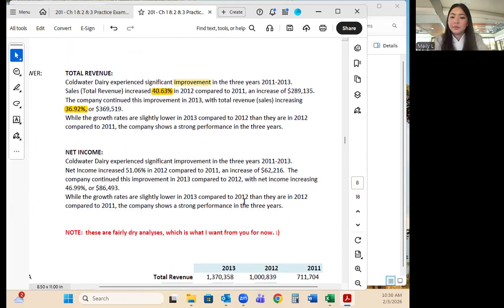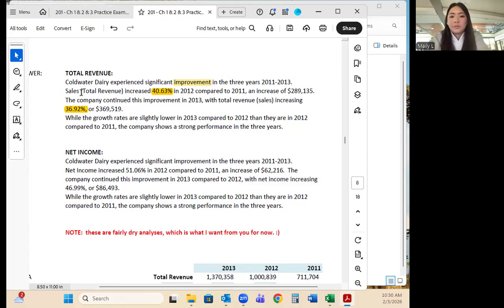Okay, so let's look. Coldwater Dairy experienced significant growth of 40%. I put that name in, but it's actually Lululemon. So if you were around in 2011, 2012, and 2013, you would know that Lululemon was growing rapidly during that time. So here's my first sentence. It's favorable, significant improvement, favorable. Don't say increase, because sometimes increase is bad, like more debt. So be real clear that you're saying it's a good trend, a bad trend, an inconsistent trend, or no change.